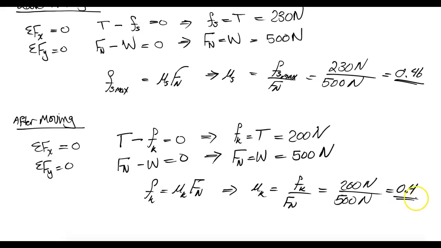Notice that the kinetic coefficient of friction in this case is smaller than the static coefficient of friction, and you'll see that is always the case. If you try to push something that's not moving, once you get it moving, it's a lot easier to move than when it was stopped, and that's because the coefficient of friction now for the kinetic is usually smaller than the static.